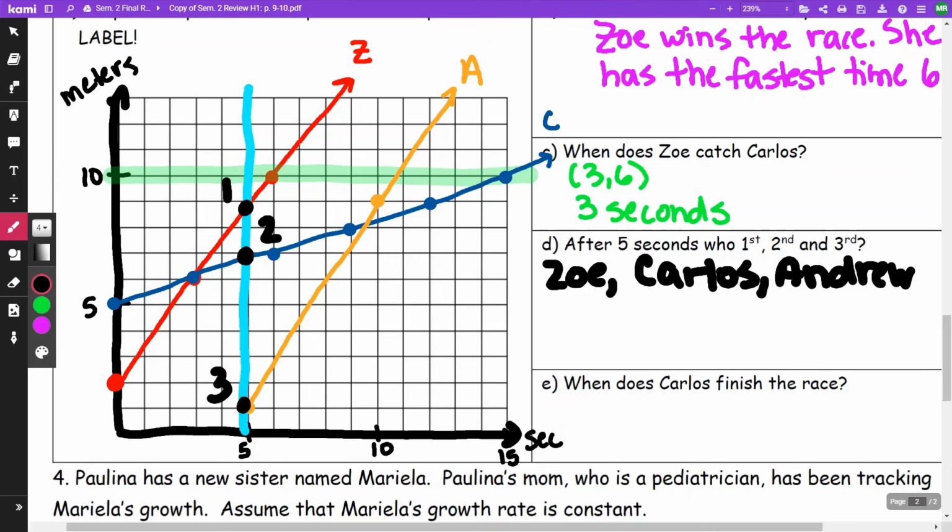When does Carlos finish the race? Carlos is going to finish the race right here, and that is at 15 seconds.